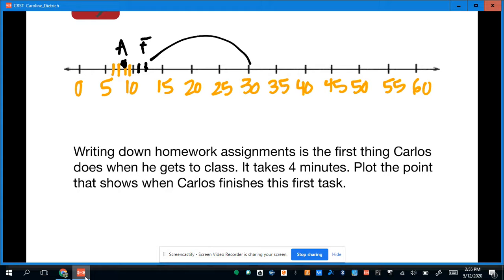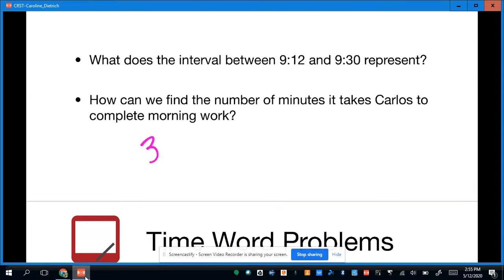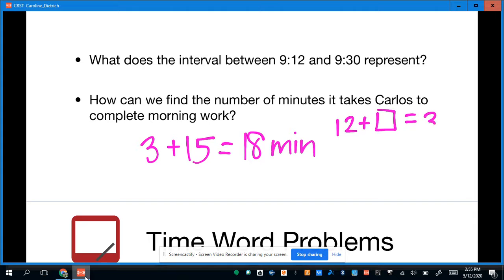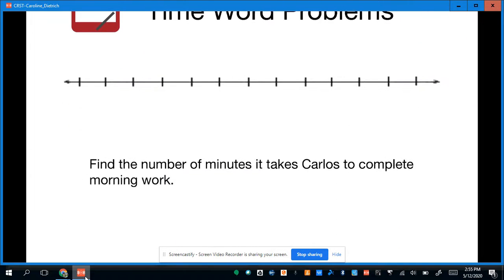So I'm going to count up to 9:15, which is 1, 2, 3, and then I'm going to count by 5s. 5, 10, 15. So I'm going to do 3 plus 15, which equals 18 minutes. I also could have written this as 12 plus unknown equals 30, or 30 minus 12 equals unknown. All of those ways would work.